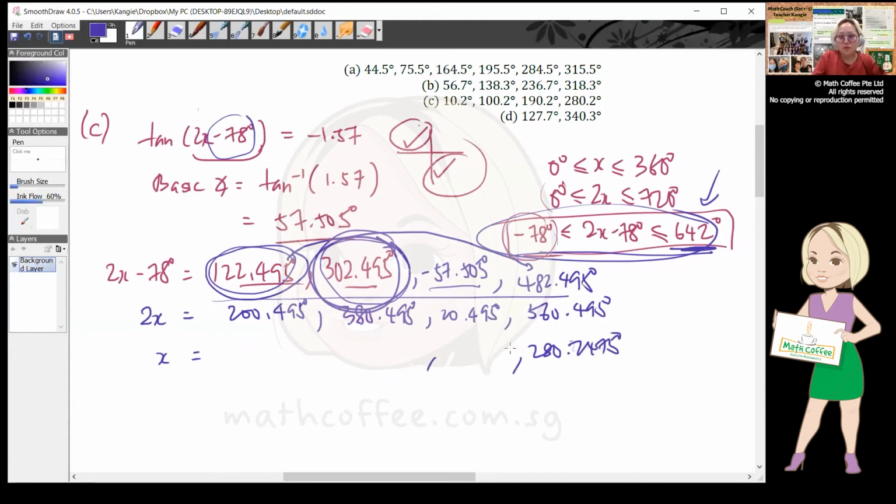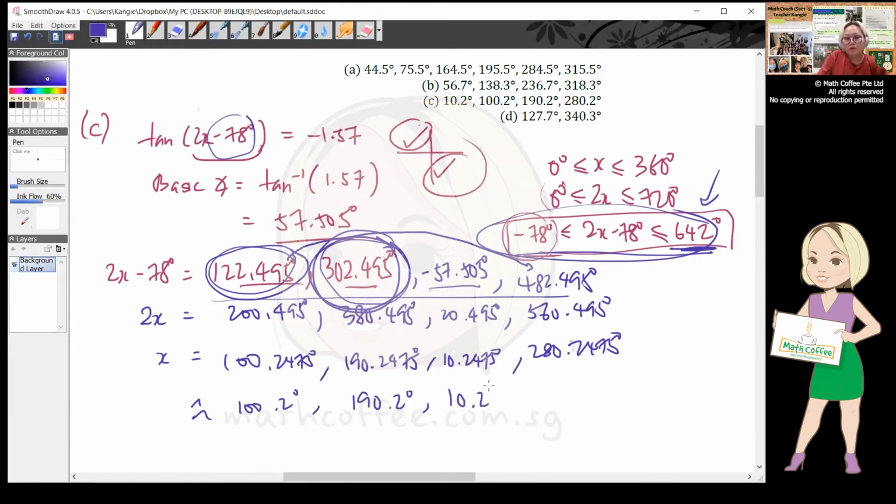Okay, 20.495 divided by 2. I have 10.2475. 380.495 divided by 2, I will have 190.2475. Okay, so 200.495 divided by 2, it will be 100.2475 degree. So round off to 1 dp: 100.2 degree, 190.2 degree, 10.2 degree, and 280.2 degree.